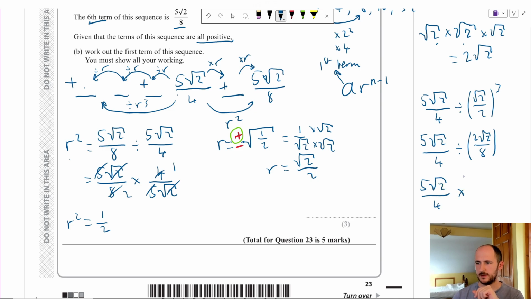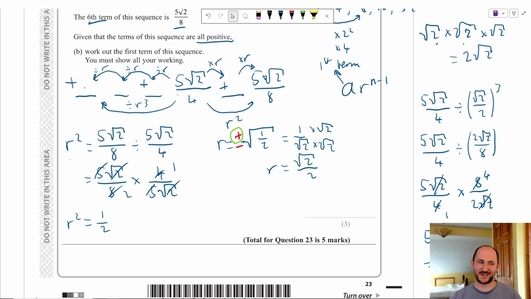So times, and it becomes 8 over 2. Same thing as usual, cancel out the root 2's. We can cancel that, make that 4. So that becomes 5 times 4 over 2. So in other words, 4 over 2 is 2, it becomes 10.